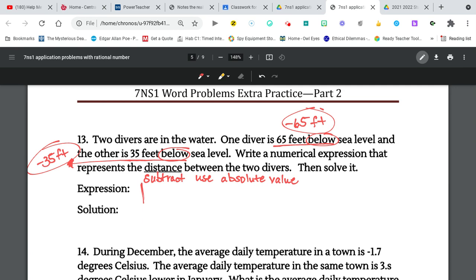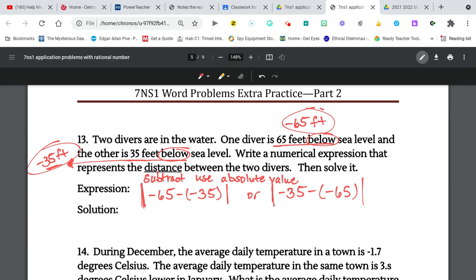So I'm going to start off with negative 65, subtract the other negative. But when you subtract the negative, of course, that negative goes inside of parentheses. Now you could have also put the other number first. So you could have written negative 35 minus the other number, which is negative. So when you subtract the negative, put it inside of parentheses, guys.